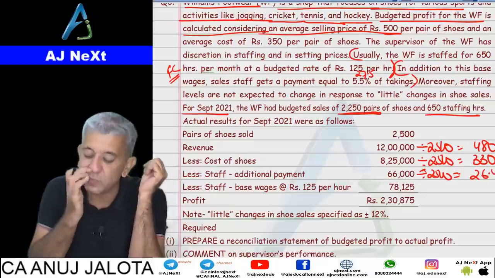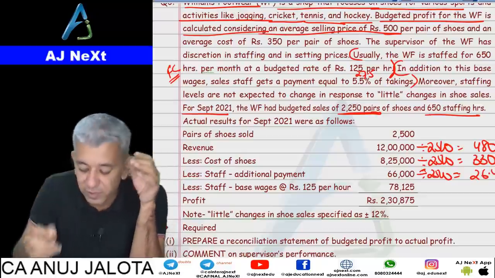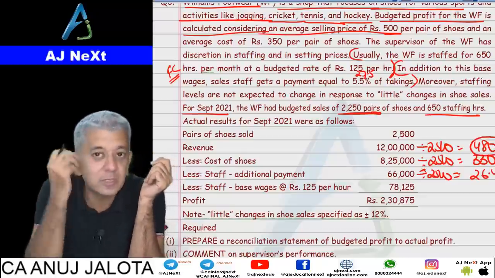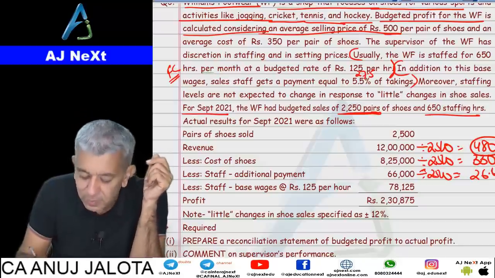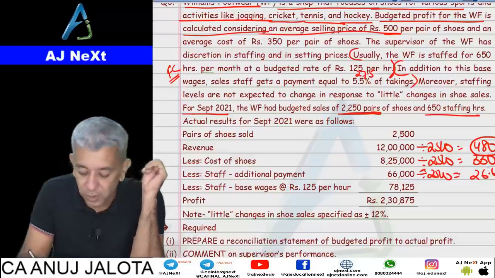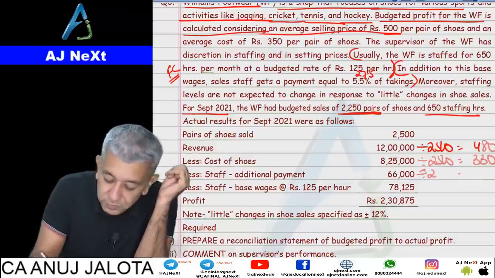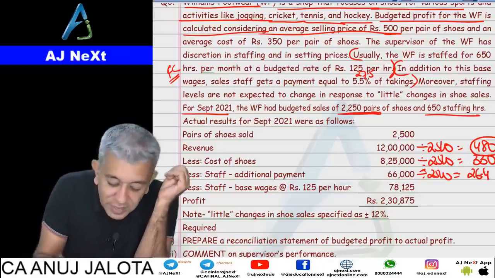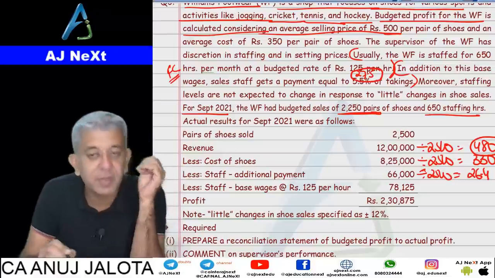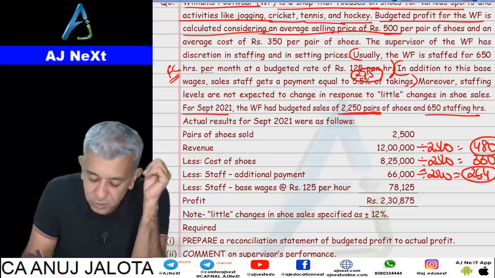Obviously 26.4. I can also get it one more way. Take 480 on your calculator into the commission rate of 5.5%. I think that will be coming to 26.4 only. So this particular figure is 26.4 over here. Now, we had to pay a commission of 27.5, but obviously we lowered the price. So therefore this was 26.4.